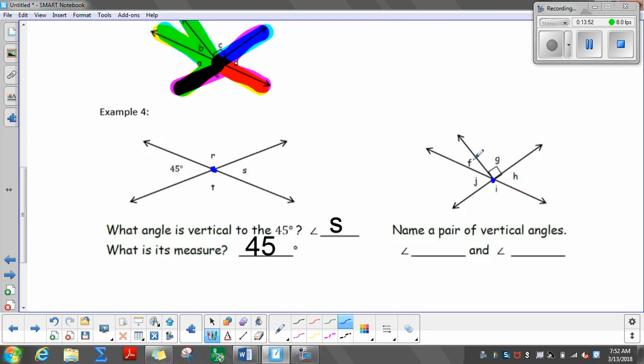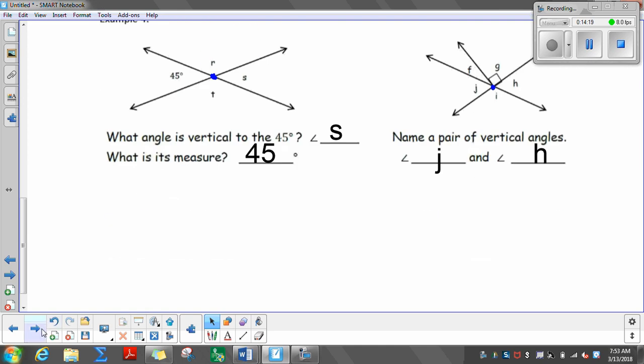F is across from I, but they're not the same measurement. J is across from H. They look to be the same. And they're made up by these 2 intersecting lines. So J and H are actually vertical. Okay? So that's what we're going to write. J and H. Of course, it doesn't come up on the lines because that would be helpful if it were. So J and H are vertical angles.